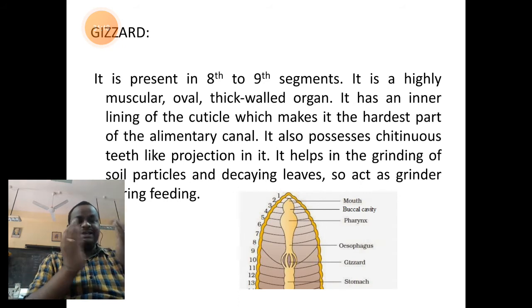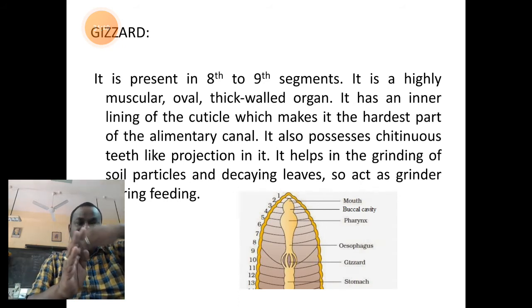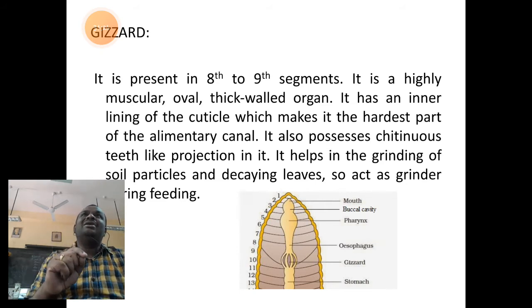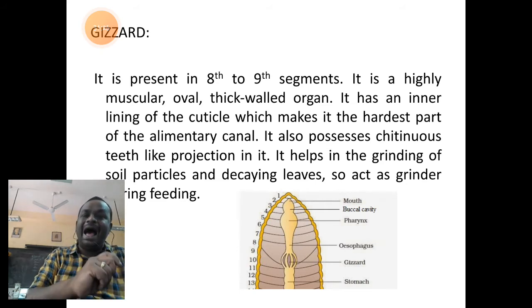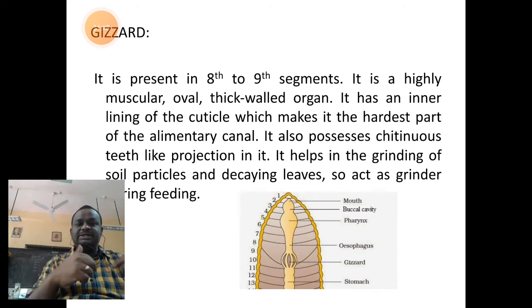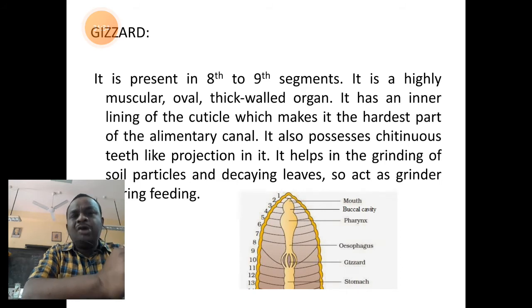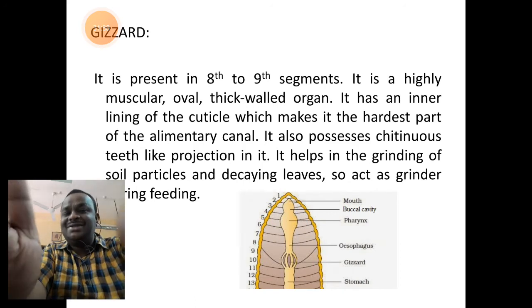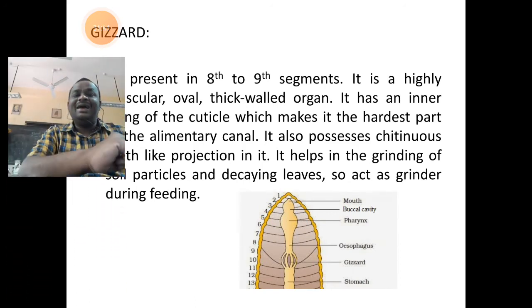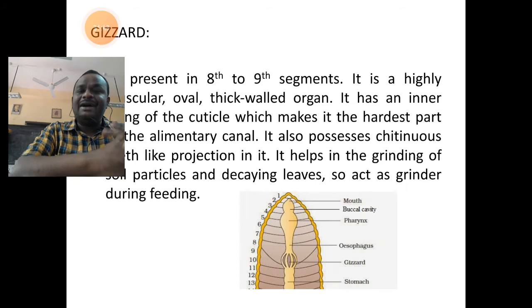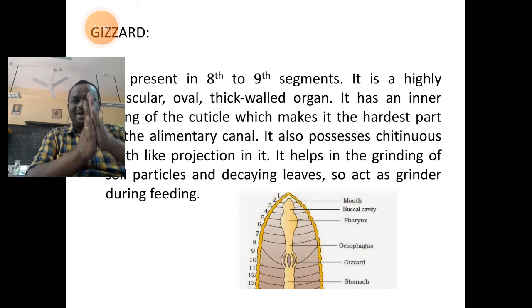So, you have gizzard, it has the cuticle with chitinous, meaning strong, very hard, teeth-like projections projecting inside. It helps in grinding of the soil particles and the decaying leaves. So, it acts like a grinder system. Students remember, the gizzard is commonly called a masticatory organ because it helps in crushing the food.